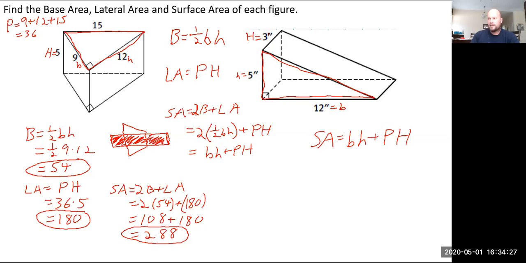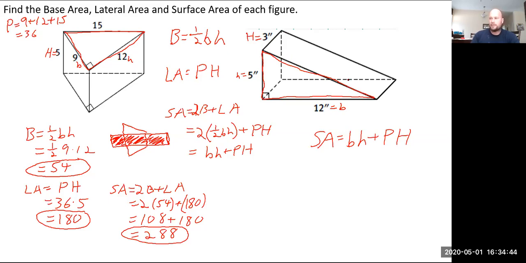So again, this is the height of the prism. You have to make sure you plug them into the correct places. Also, the perimeter that I'm finding is going to be the perimeter around the base, so around the triangle that I highlighted in red. Well, we're missing one of the sides.